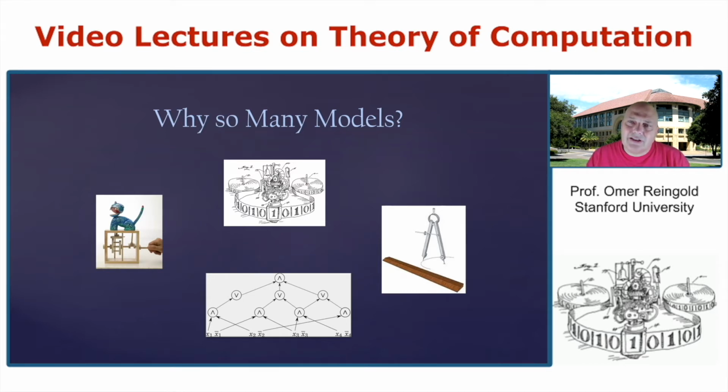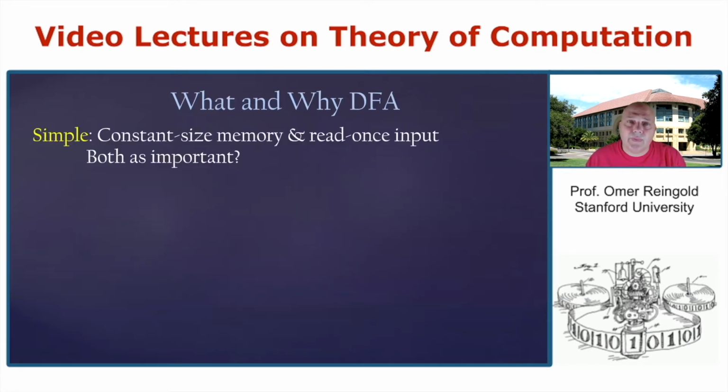The reason is that different models can help us understand different aspects of computation. Specifically, DFAs will tell us what happens when the memory of your computation is very, very limited. DFAs are characterized by having constant size memory. The memory doesn't grow with the length of the string. And they access the input in a read-once manner. You go from left to right, you read every bit once, and that's it.